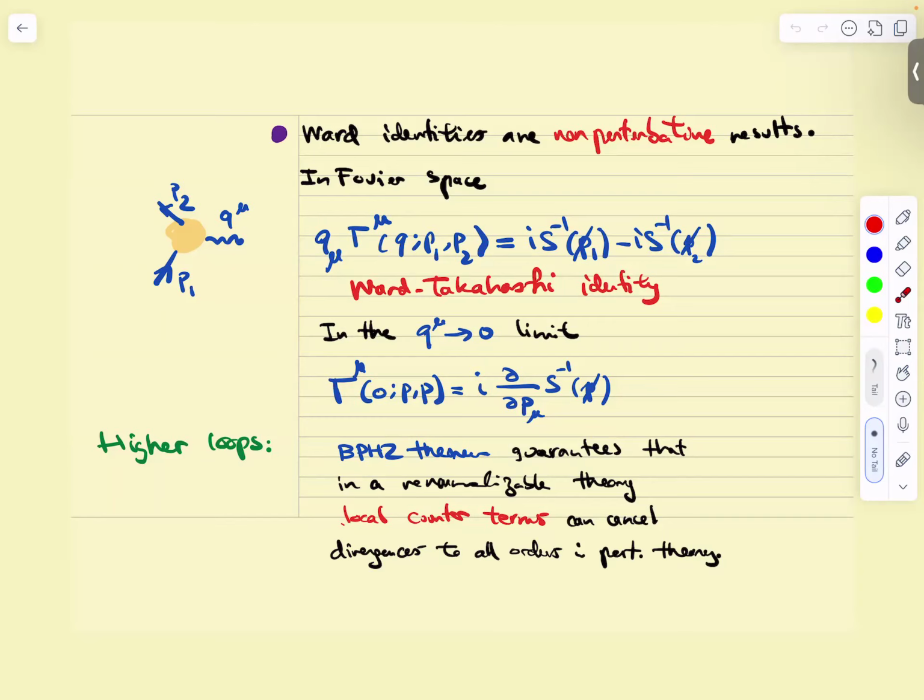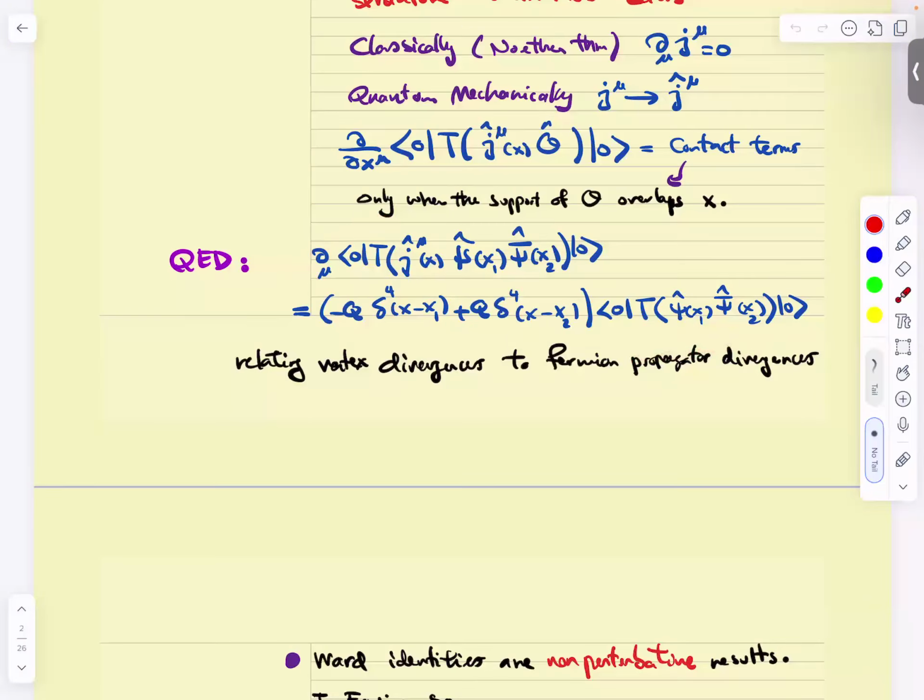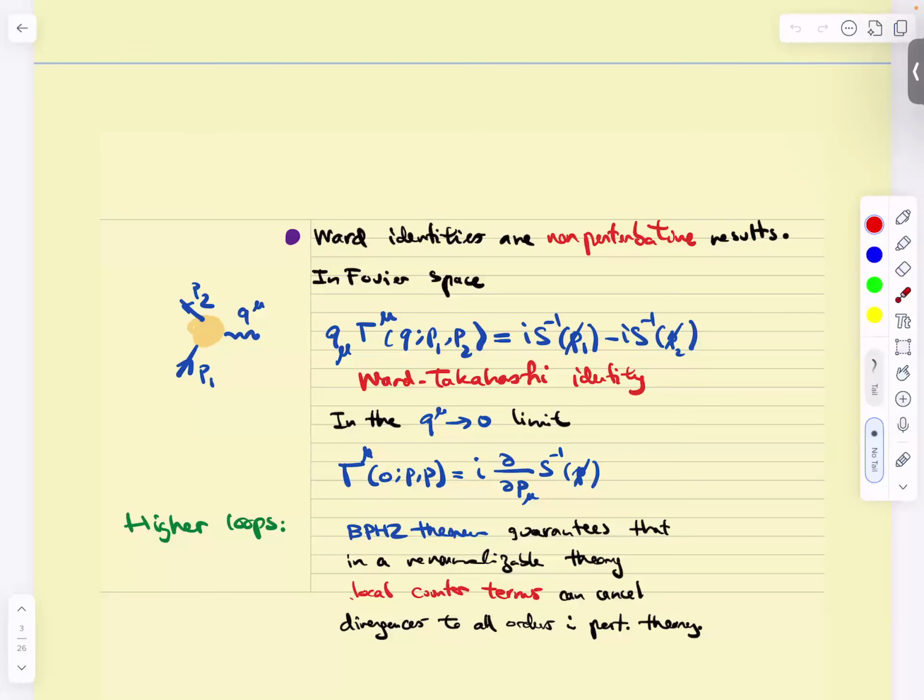So in the case of QED, this particular Ward identity resulted in a non-perturbative connection between the vertex correction and the propagators. This is the Ward-Takahashi identity that relates the full non-perturbative vertex to the full non-perturbative propagator for the fermions. And in the q going to zero limit, this takes this form. We saw one manifestation of this, and we're going to come back to this later. It also relates the divergences in the vertex to divergences in the fermion self-energy.